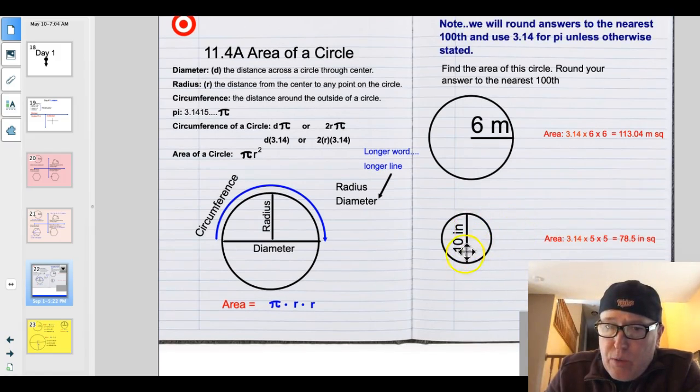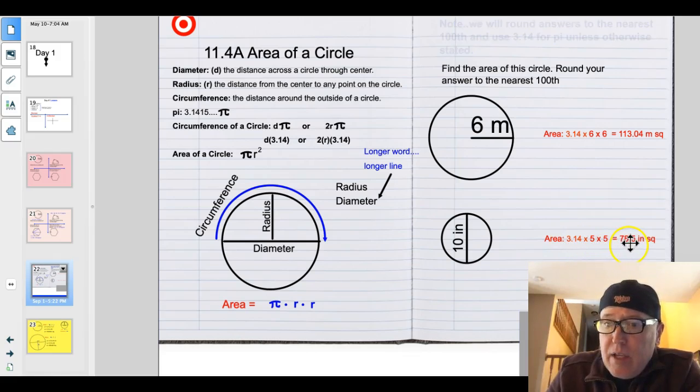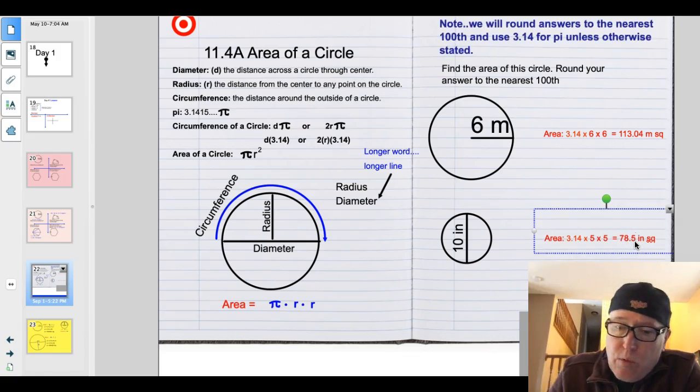All right, here's a slightly different problem. We have a circle here. We have a diameter of 10. Well, we need to get to the radius. So if the diameter is 10, the radius is 5. So again, pi r squared, 3.14 times 5 times 5, 78.5. We're rounding to the nearest hundredth.